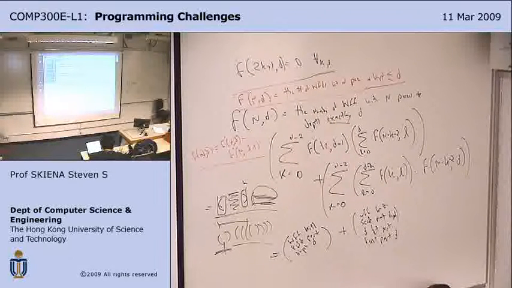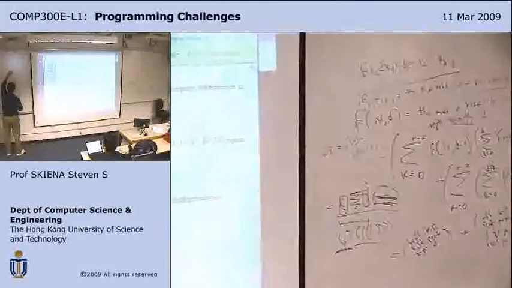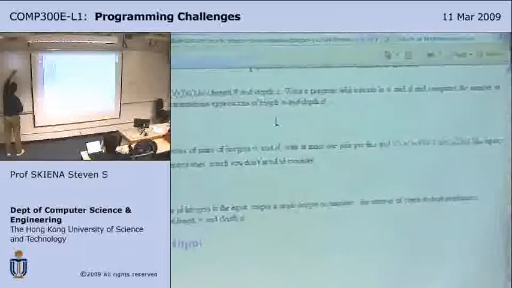Anybody want to help develop it? Now f prime of n comma d. Let's just remind ourselves: it means depth less than or equal to d, right? That's the difference. So what is this formula going to look like? Sigma, as k goes from 0 to n minus 2, f of k comma d minus 1 multiplied by f of n minus k minus 2 comma d. Is that what you're proposing?